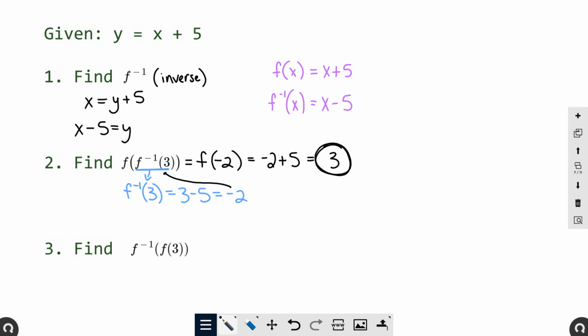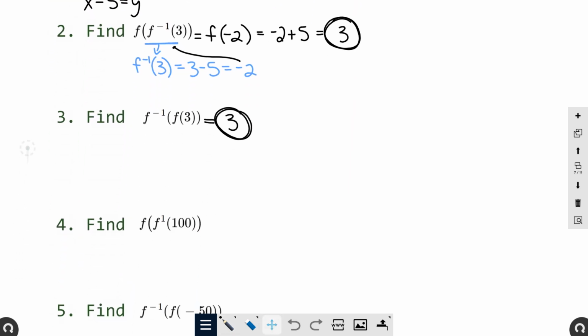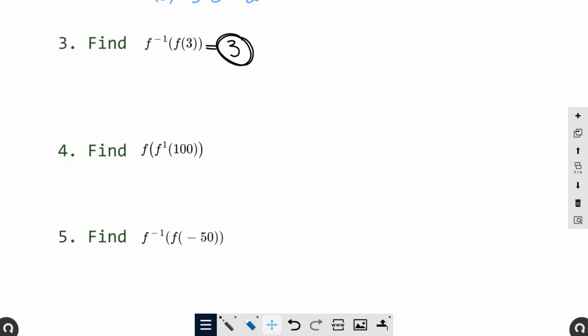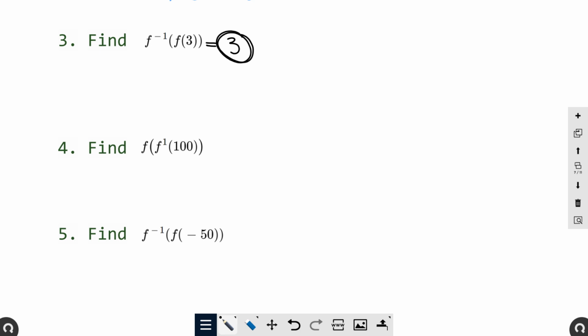It's just going to cancel out too. So what are we going to be left with? 3. Oops, meant to move the whole thing. So what do you think is going to happen with these two problems once we find the inverse and then we do the original function? That should be a negative right there.